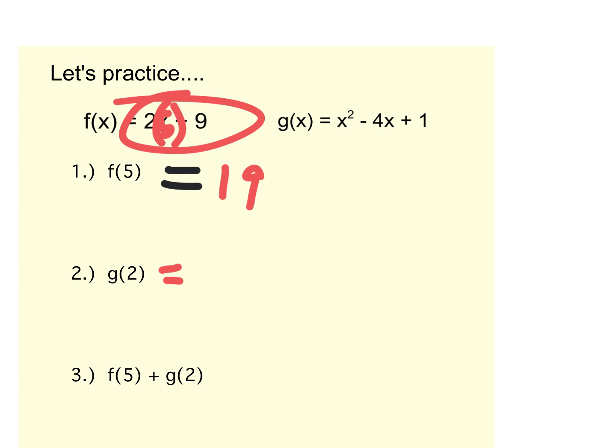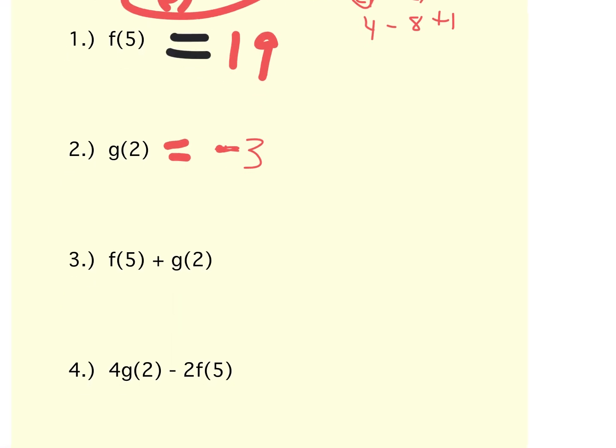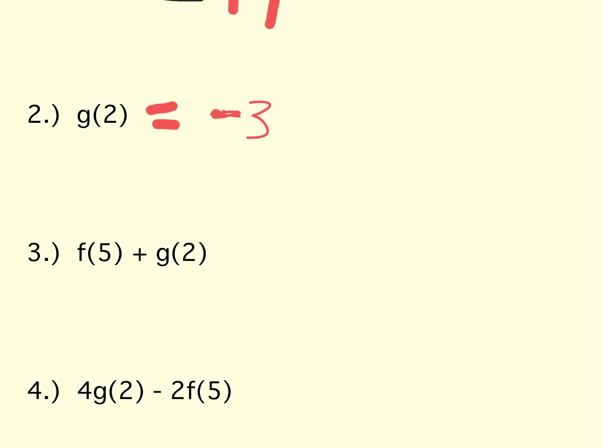Nico, what'd you get? I'm sticking a 2 right here. I'm just checking you. I'm not saying you're wrong. And that part's 4 minus 8 plus 1. And that'd be negative 4 plus 1, negative 3. Very nice. All right, on to the third one.